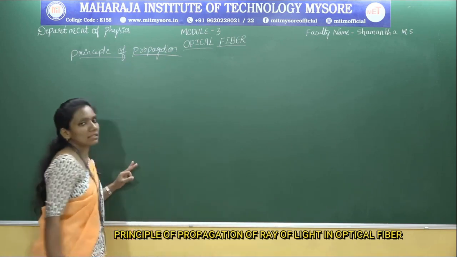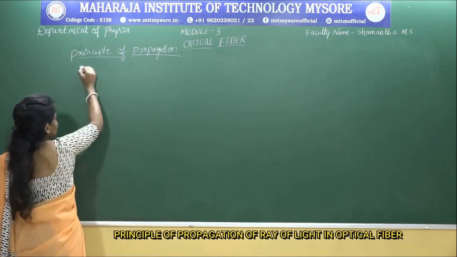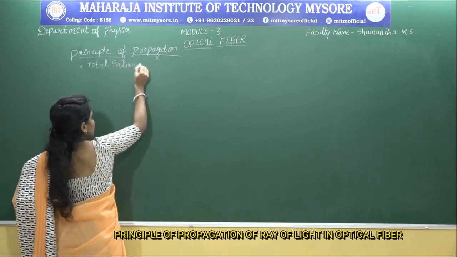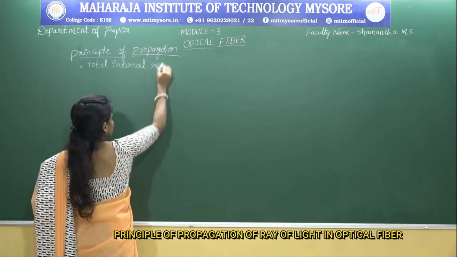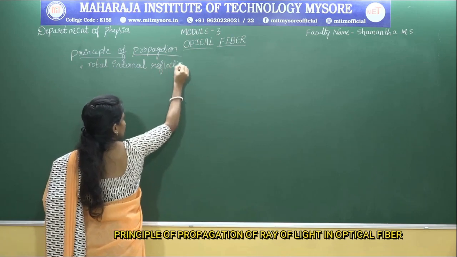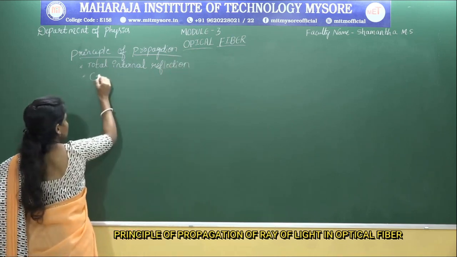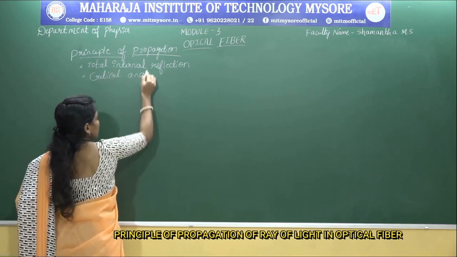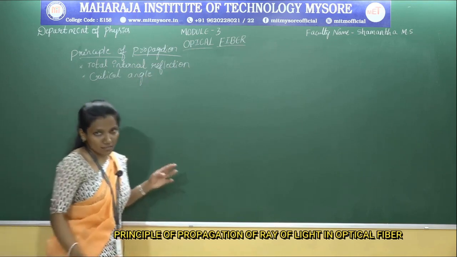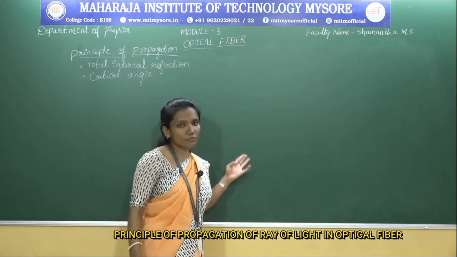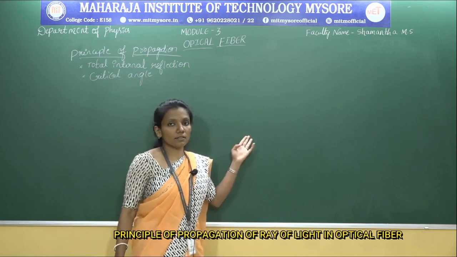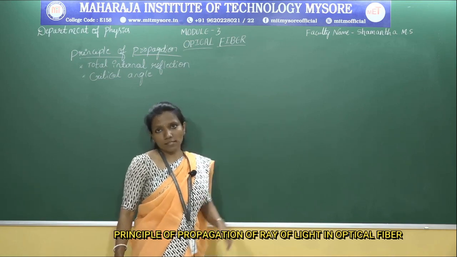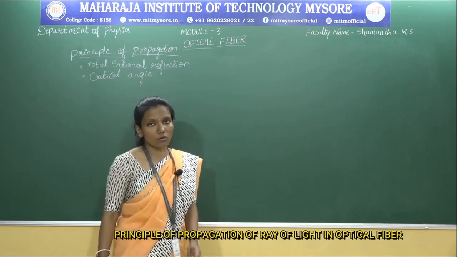So we have to know mainly total internal reflection and critical angle. So what is critical angle? The angle of incidence for which the angle of refraction is 90 degrees. That angle is called the critical angle.